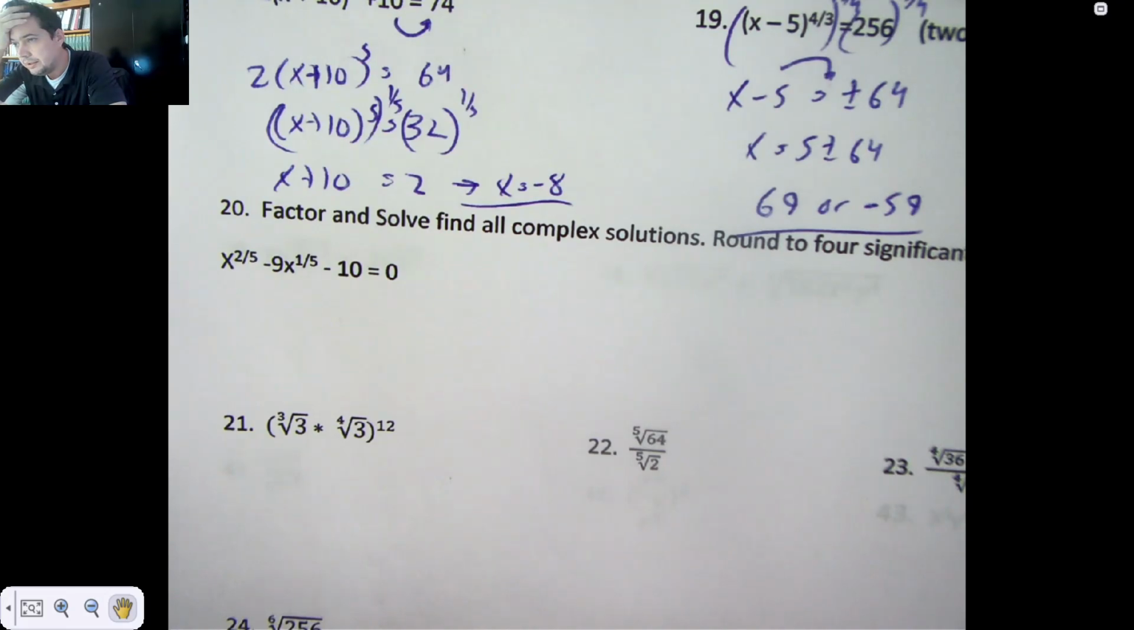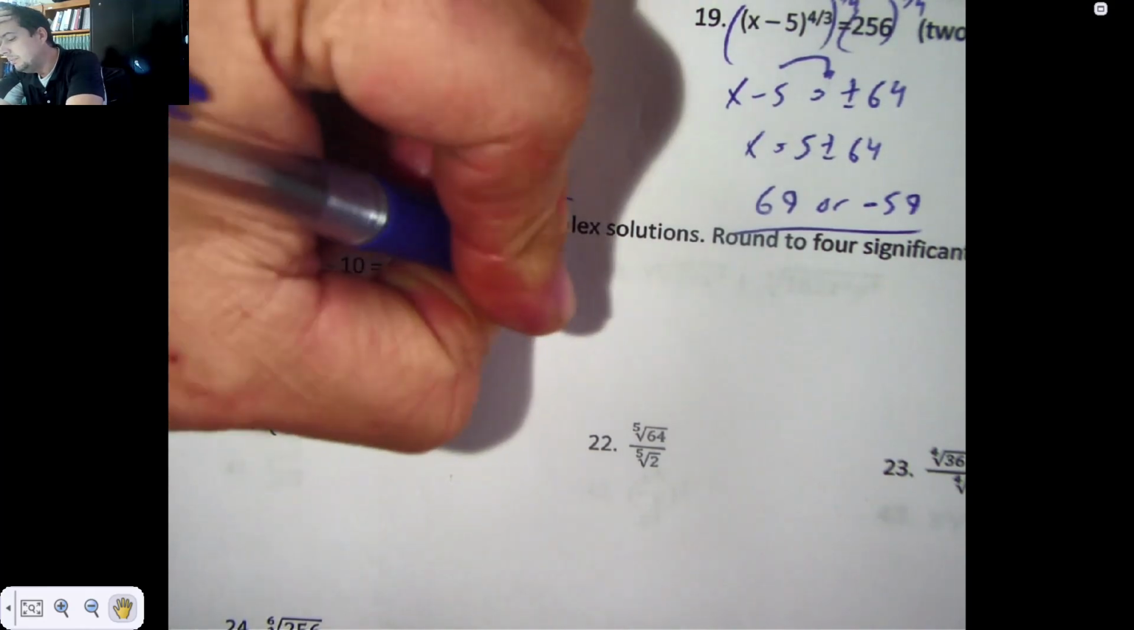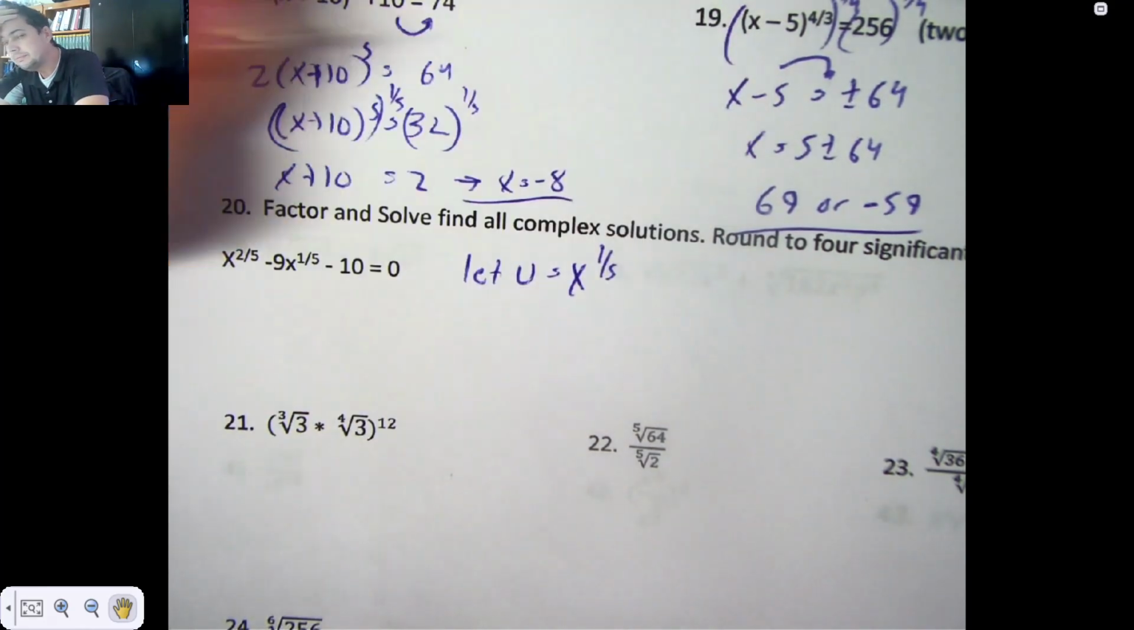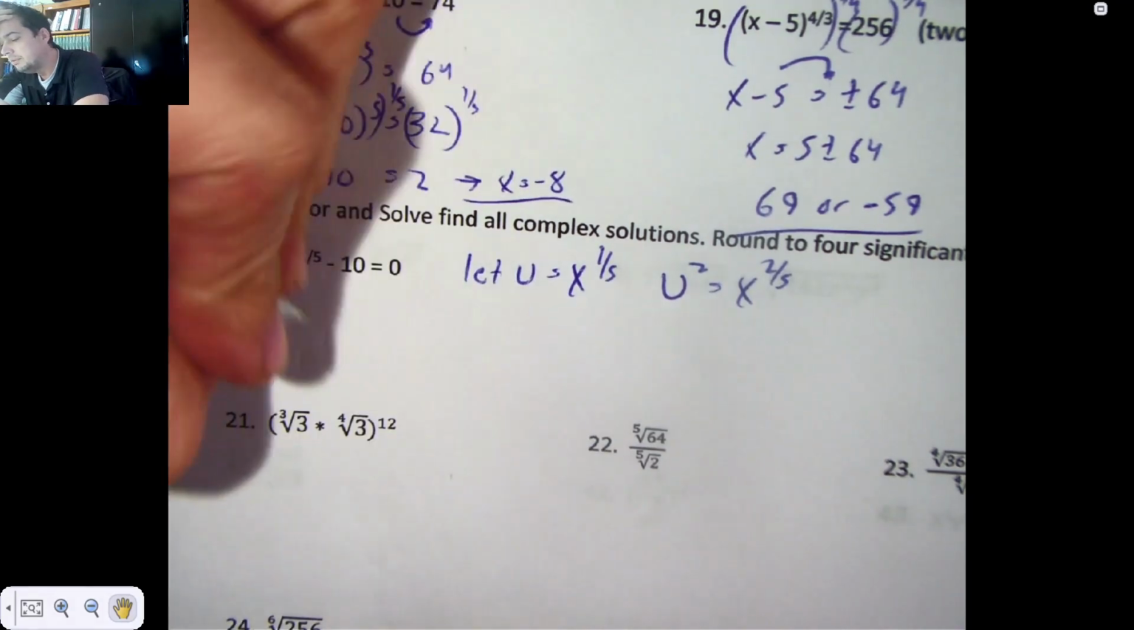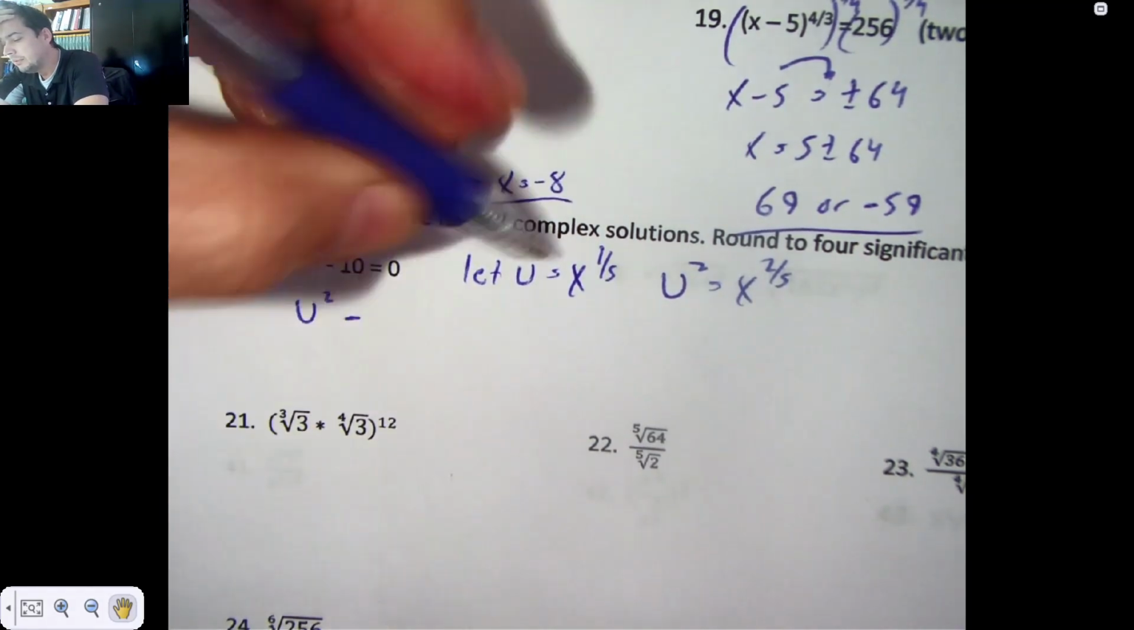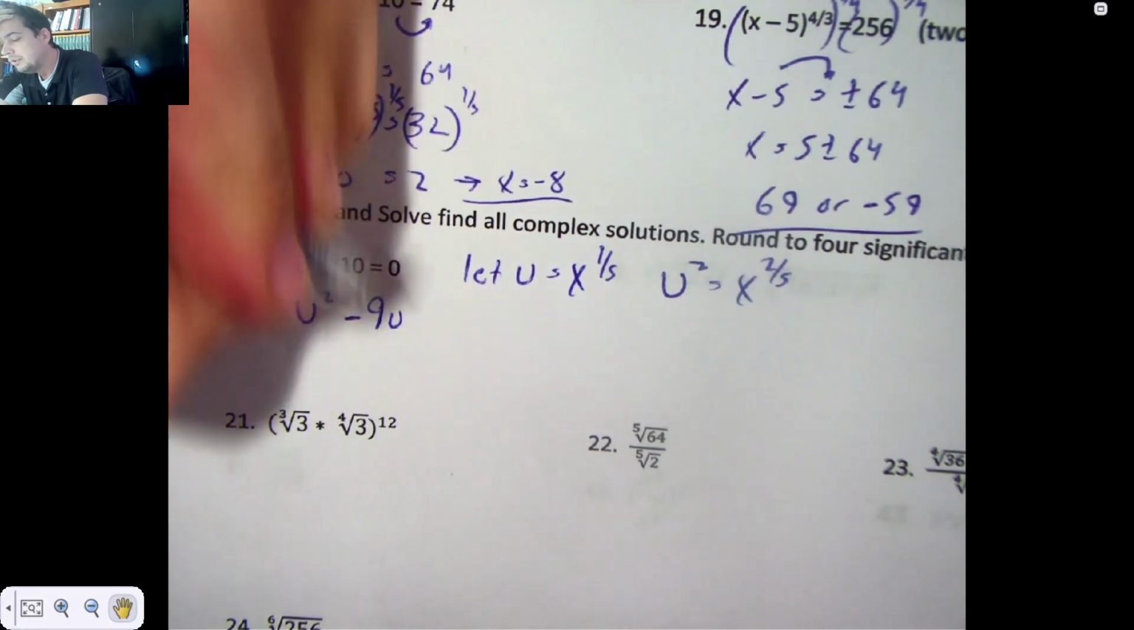There's two ways of doing this. One technique involves the U method, which a lot of kids don't like, and honestly, I don't think any of them like it any less, but I'm going to teach the U method. We're going to let U be x to the 1/5. What this means is that U squared is x to the 2/5, which is great, because this piece can become U squared. And remember, U is x to the 1/5, so that's minus 9U, and then minus 10.